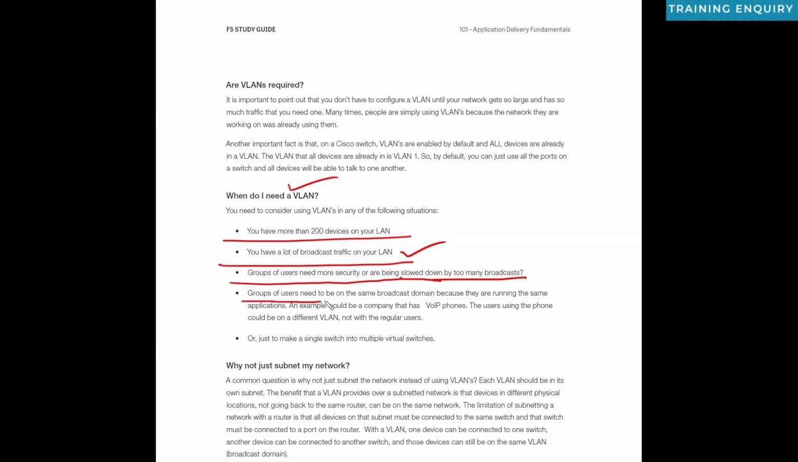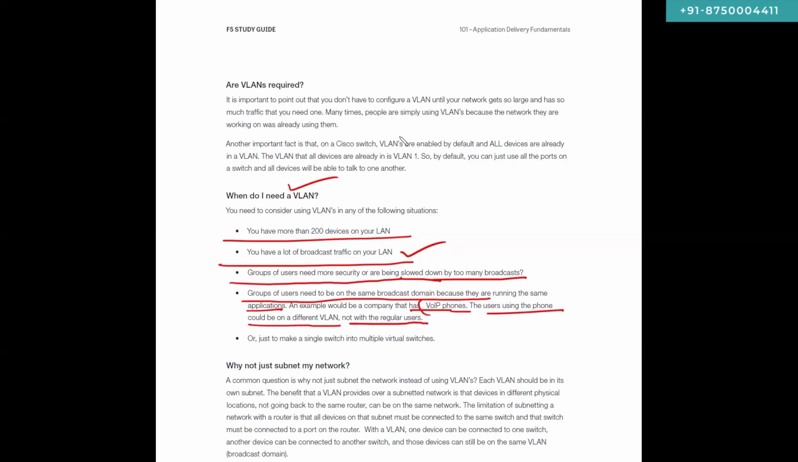A group of users may need to be on the same broadcast domain because they are running the same applications. For example, if they are running the same application like VoIP phones, then obviously they should be on the same VLAN. But users using the phone could be on a different VLAN, not with the regular users.